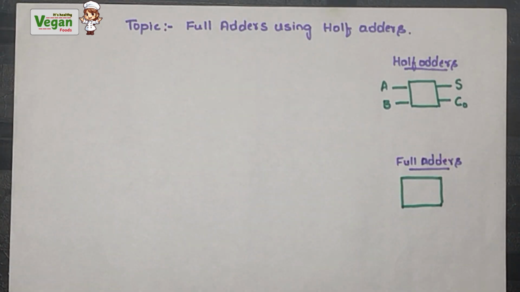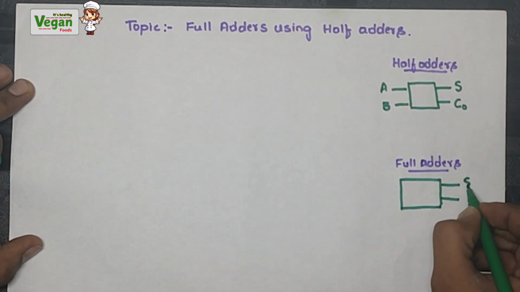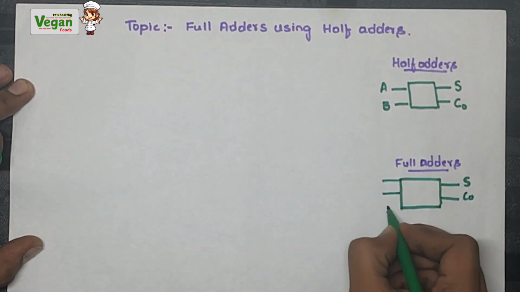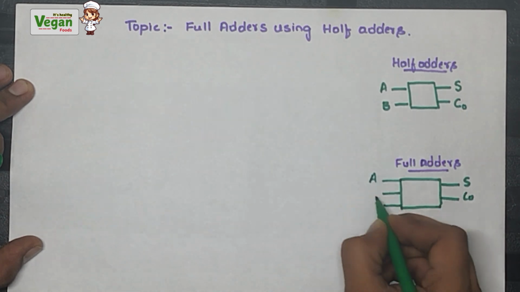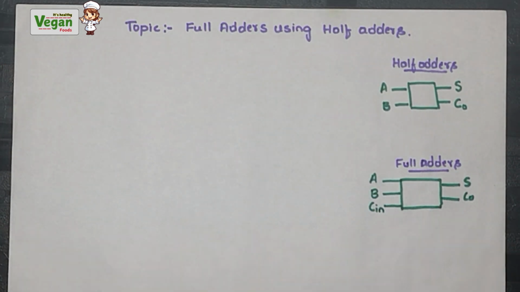Next, in full adders there will be two outputs and three inputs. The two outputs are the same, sum and carry output, but we will have three inputs. First one is A, second one is B and third one is C in. C in is the carry input and this one is the carry output.